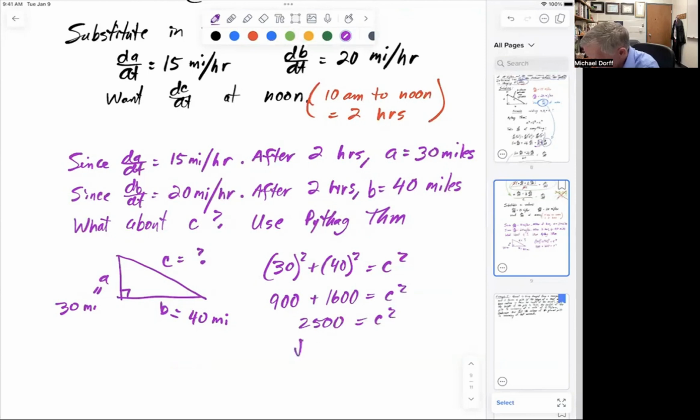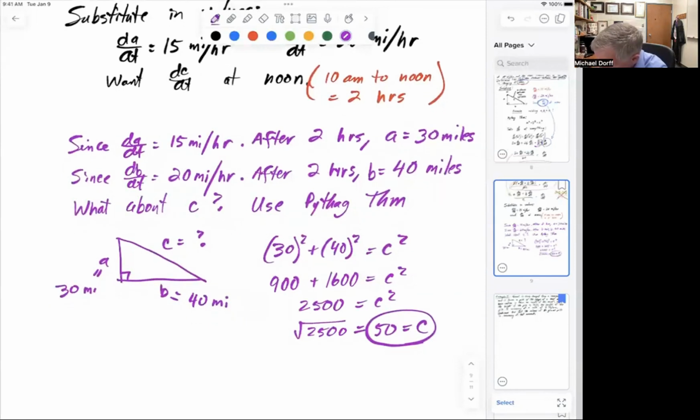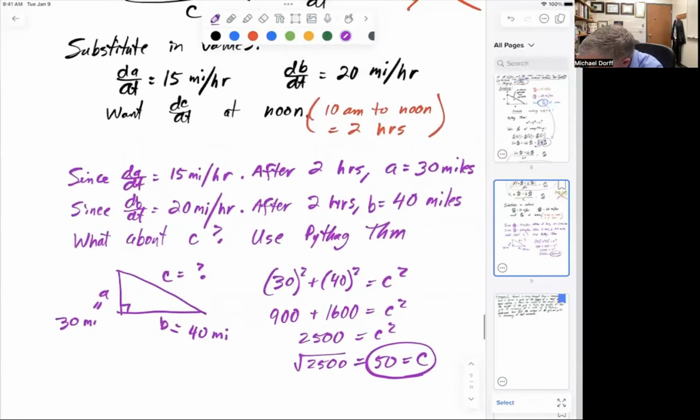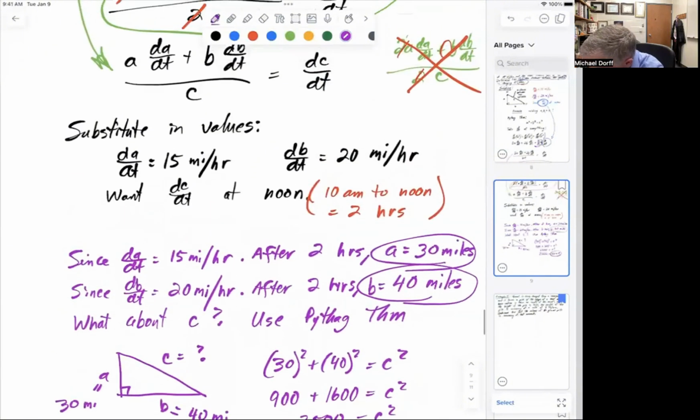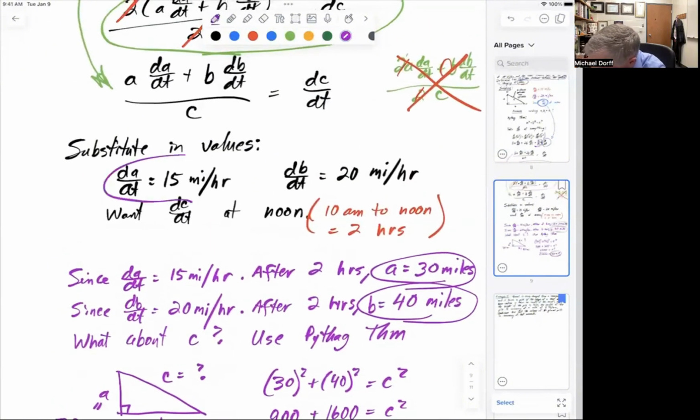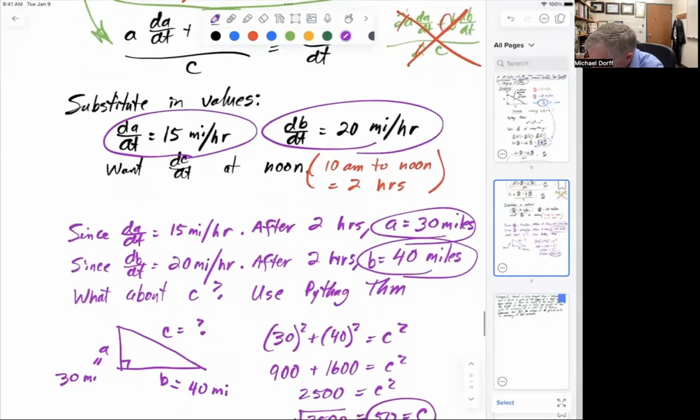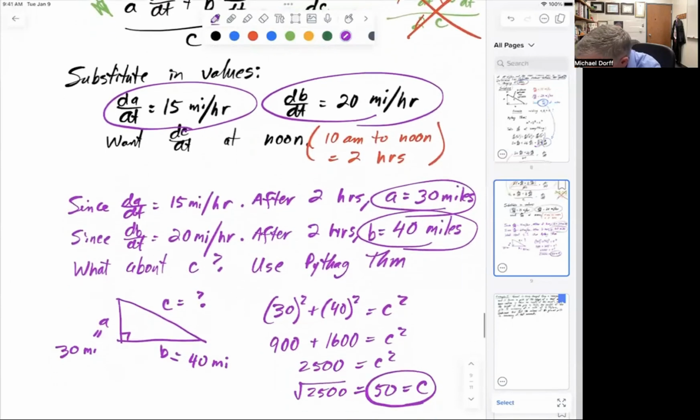Take the square root of that. I'm only interested in the positive square root since we're dealing with distances. The square root of 2500 is 50, and so that's what C is. C is 50. So we've got everything here. We've got A, B, and C, and we've also got these rates here, the dA/dt and the dB/dt. So now we're going to plug that into that formula.